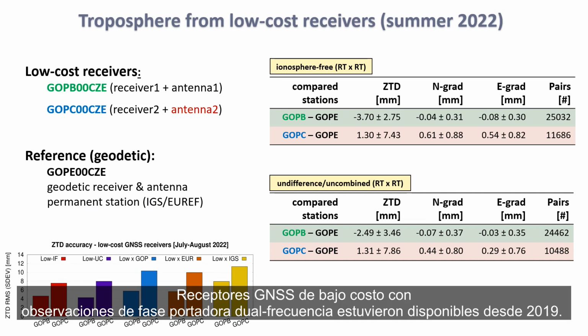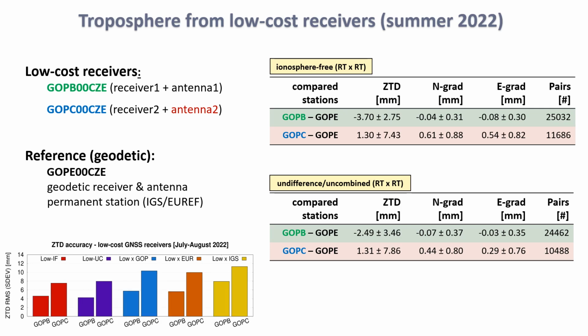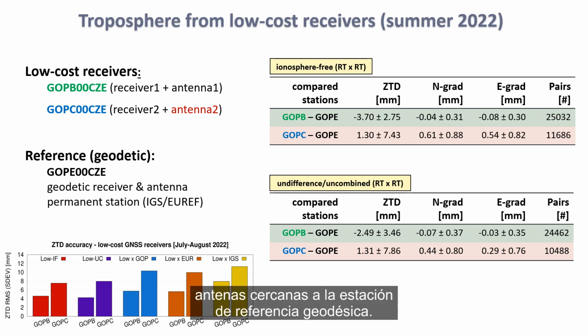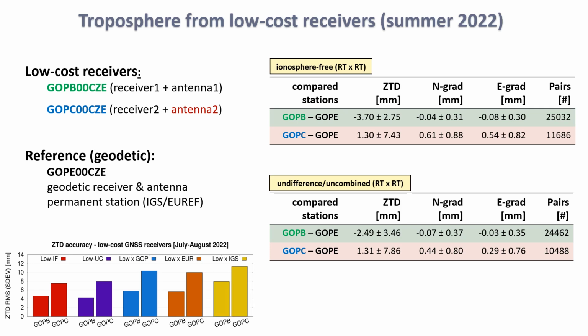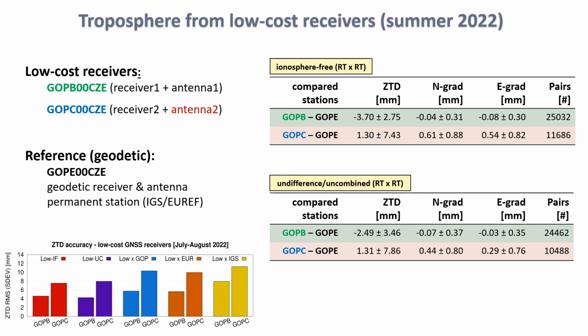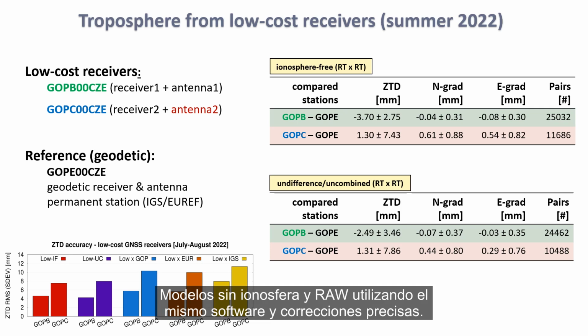GNSS low-cost receivers with dual frequency carrier phase observations became available on the market in 2019. Two such receivers, GOP-B and GOP-C, were connected to different antennas nearby the geodetic reference station, GOP-E. Real-time ZTDs and gradients were then estimated simultaneously employing PPP ionosphere-free and raw models using the same software and precise corrections.